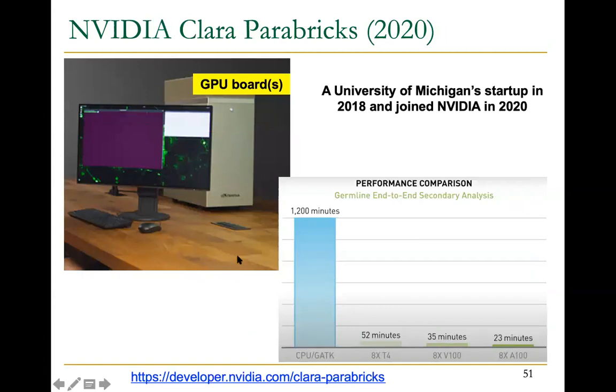And you can see we now also have solutions from NVIDIA. They started in 2020 the Parabricks solution, or the pipeline for accelerating multiple steps in genome analysis, including read mapping and variant calling.